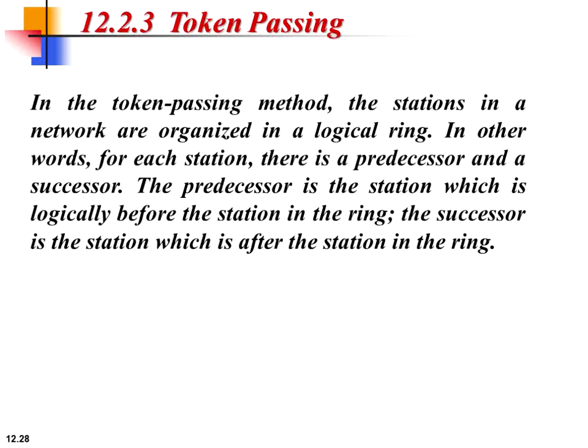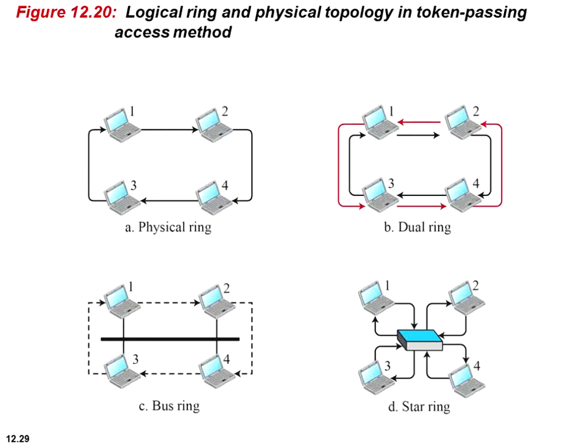Then we have token passing. In the token passing method, the stations in a network are organized in a logical ring. You can see this figure. Here we have physical ring, dual ring, bus ring and star ring.